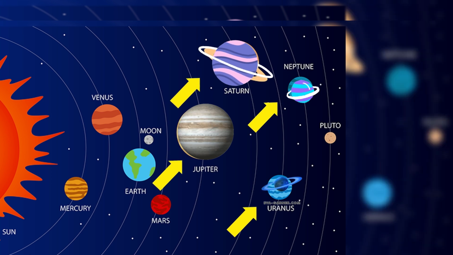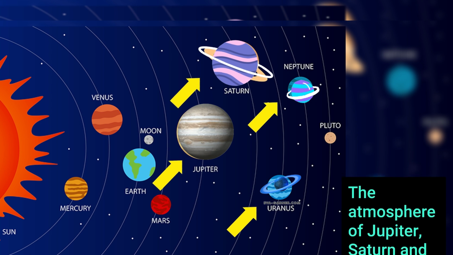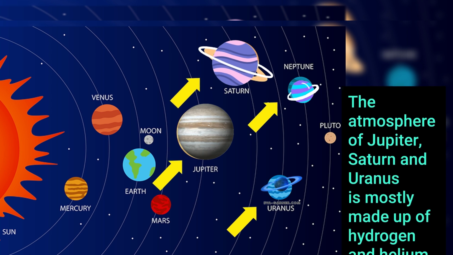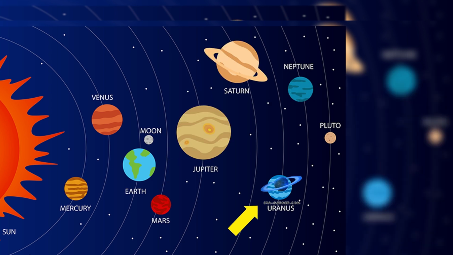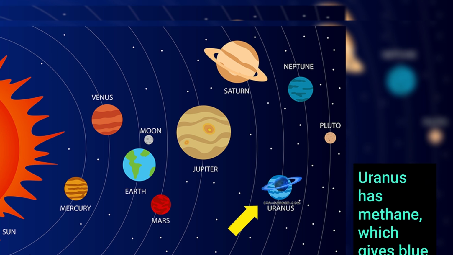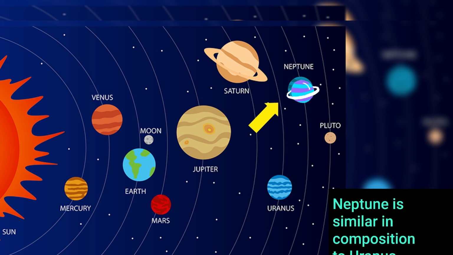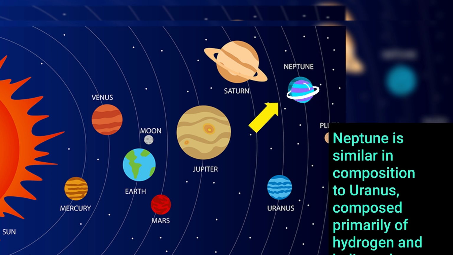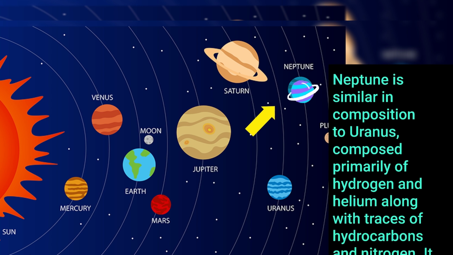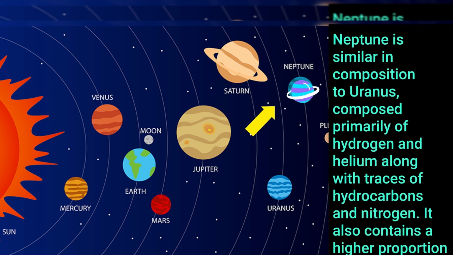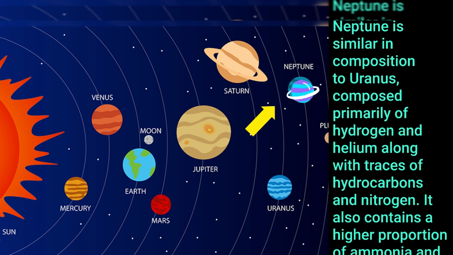The atmosphere of Jupiter, Saturn and Uranus is mostly made up of hydrogen and helium. Other than these gases, Uranus has methane, which gives a blue tint to it. Neptune is similar in composition to Uranus, composed primarily of hydrogen and helium along with traces of hydrocarbons and nitrogen. It also contains a higher proportion of ammonia and methane.